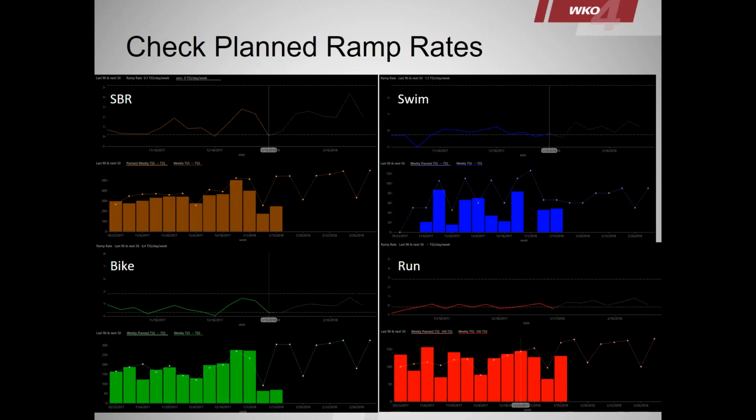If you want to do more with TSS, I definitely recommend going to that link and reading a little more about it. Essentially, if you get that data into WKO4, you can use it to look and see: does it make sense? Is this within the confines of how I want to progress? All right.